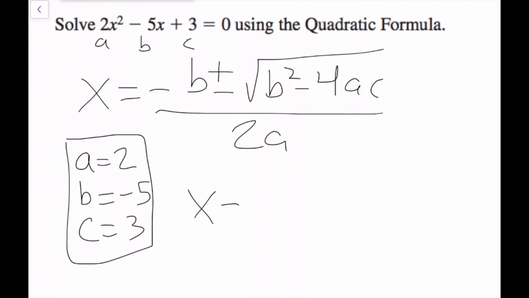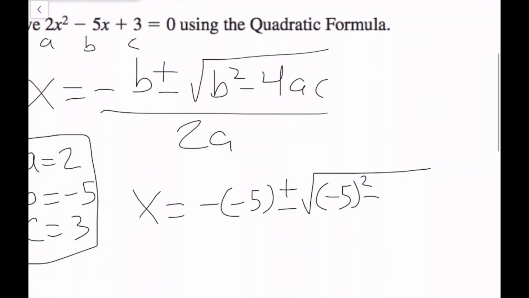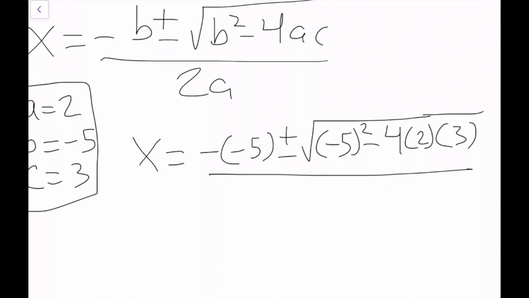So I get x equals negative, and then I'm plugging in a negative number. Anytime you plug in any number, it's a good idea, but especially a negative number, put parentheses around it. So negative, and then negative 5, and then plus or minus the square root of negative 5 squared minus 4 times a, which is 2, times c, which is 3, and then this is all over 2 times a, which is 2.